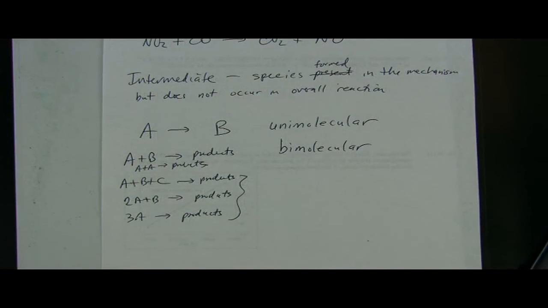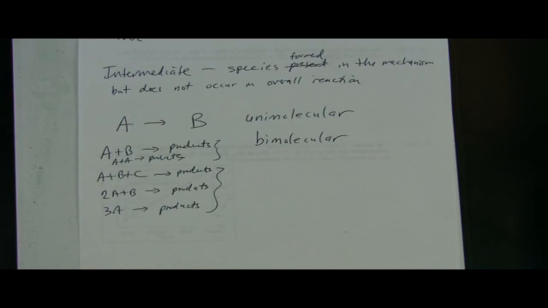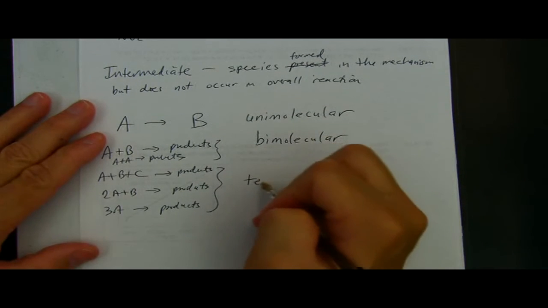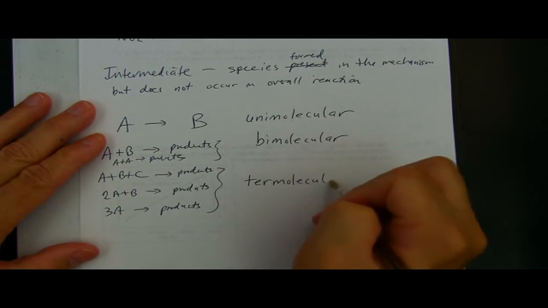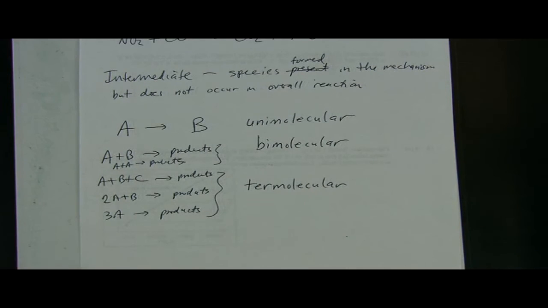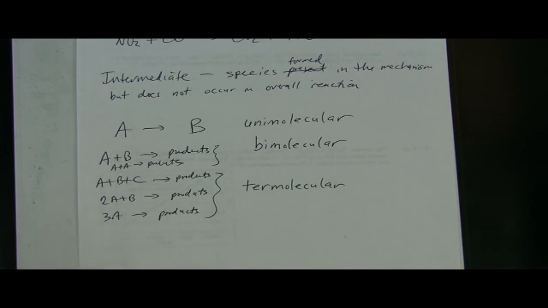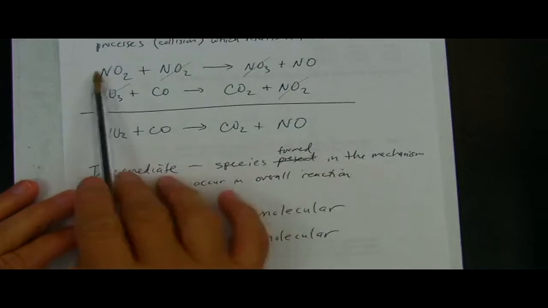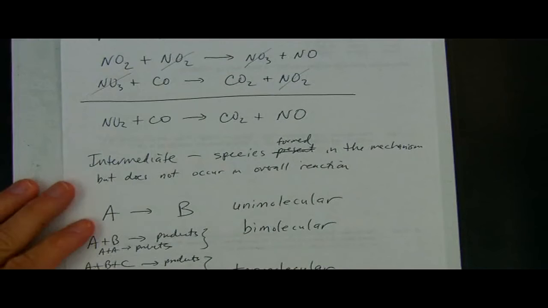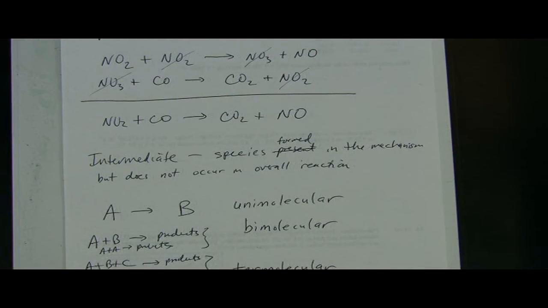If an A collides with another A in the mechanism, that's bimolecular. What do you think this one with three reactants is called? That sounds like a very reasonable answer, but turns out that's not correct. It's called termolecular. When two things collide, that's bimolecular. When one thing falls apart, it's unimolecular. So in both of these steps, you have a bimolecular process. That's very common. Most likely in a reaction mechanism, it will be a bimolecular process.